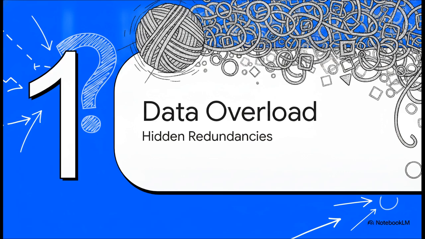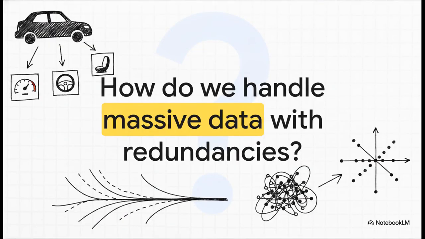Section 1. Data overload and hidden redundancies. To really get why PCA is so valuable, we first have to expose a pretty massive flaw in how we usually handle large datasets. There's this common misconception that more data automatically equals more information. Imagine you're handed a huge data set, right? It's got attributes for hundreds of different cars. You've got maximum speed, turn radius, the number of seats, the whole shebang.